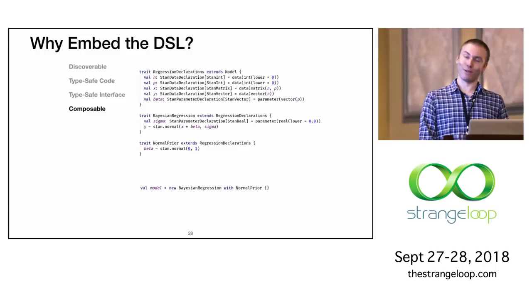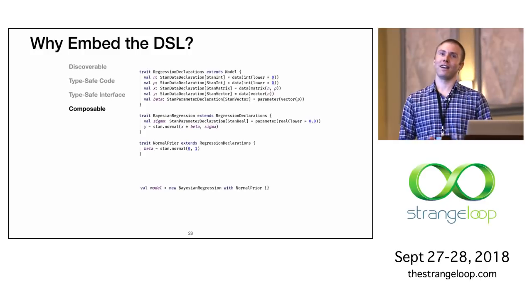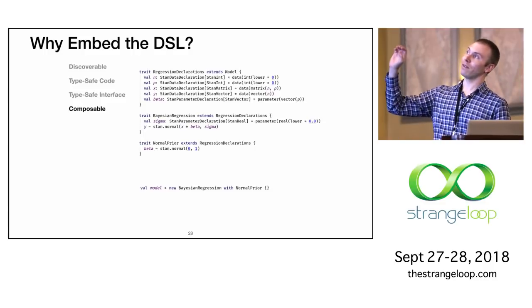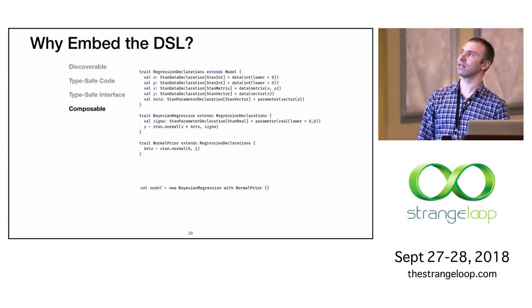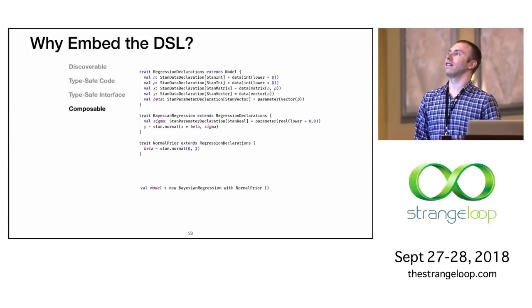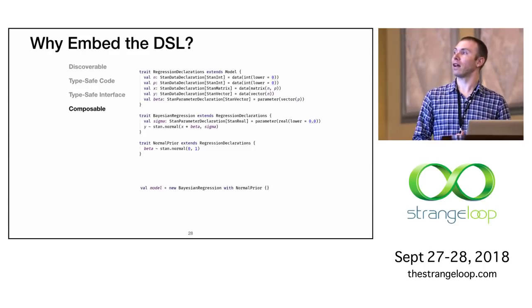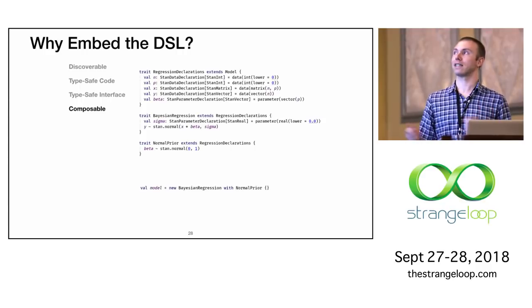It's composable, so we can build up multiple Stan programs just by sticking existing ones together. You can do that with string concatenation too. It just gets really messy really quick. Here we have a regression model, and then we have a Bayesian regression model, which is the regression we had before, a simplified version of it actually, and then a normal prior. And then we can just create our final model that's just new Bayesian regression with normal prior. And we can build up all kinds of complicated things like this.